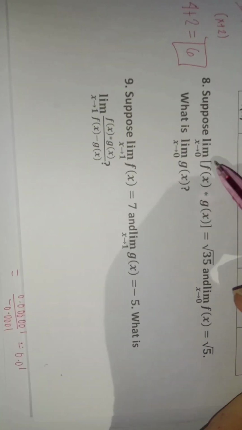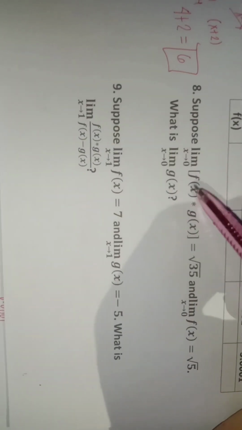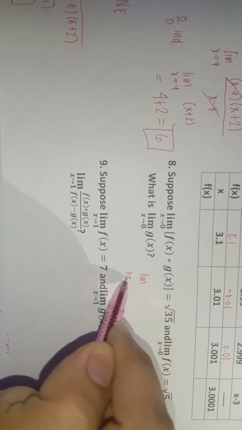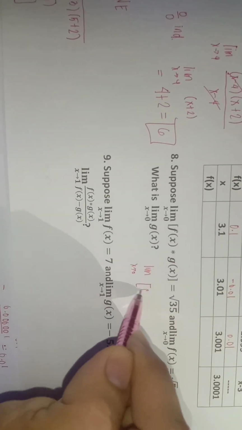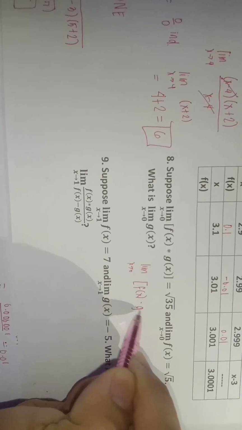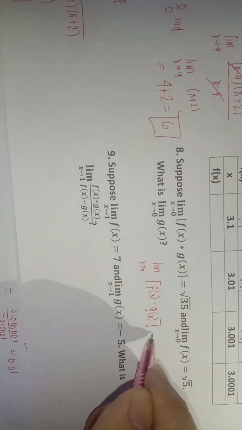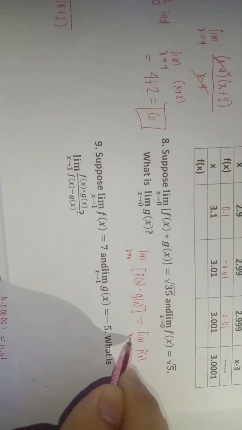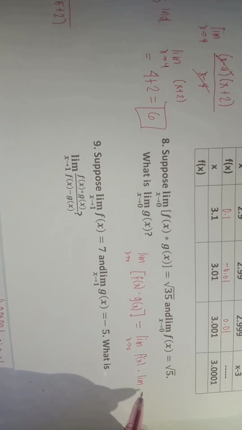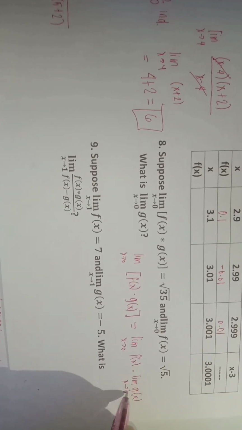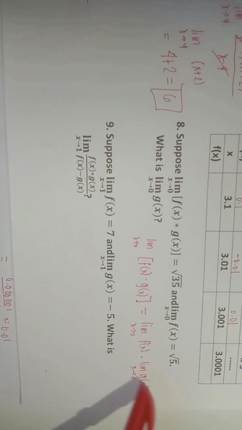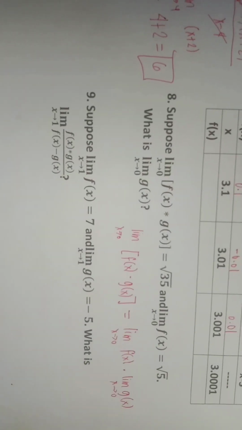So yung gagawin natin dito, the given is that the limit of the product of two functions as x approaches 0 is equal to square root of 35. Applying the product rule of limit, the limit of this function as x approaches 0 is also the same as the limit of f of x as x approaches 0 times the limit of g of x as x approaches 0. So ito yung gagamitin natin para mahanap natin yung value ng g of x.